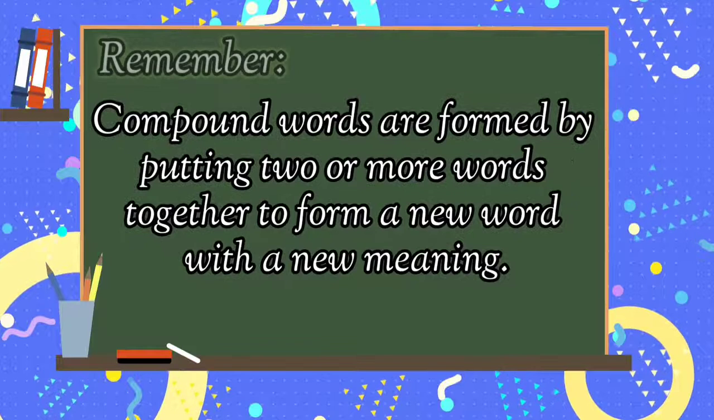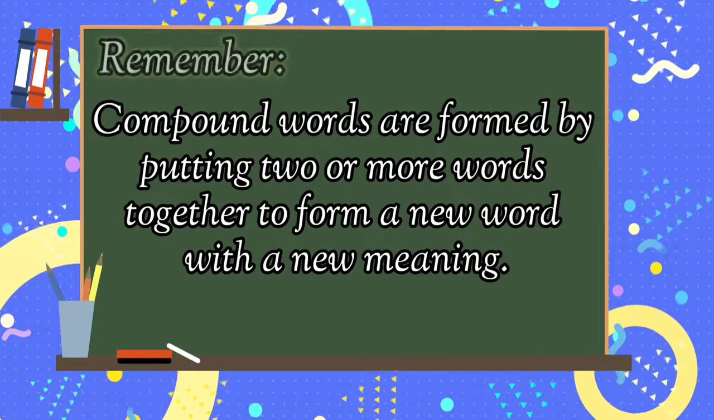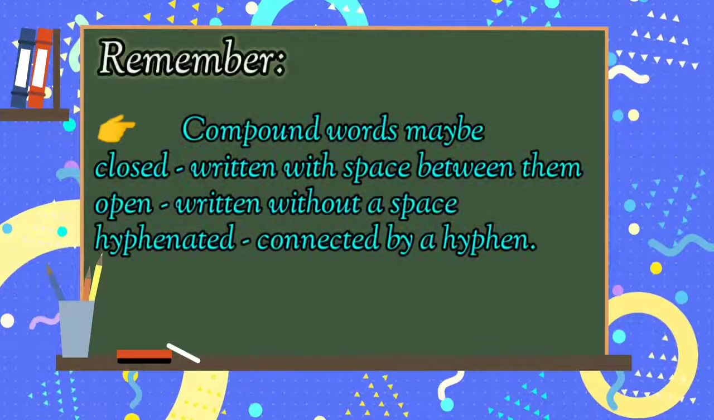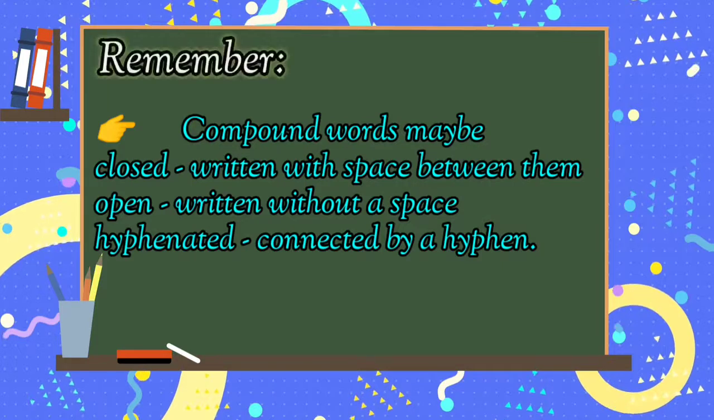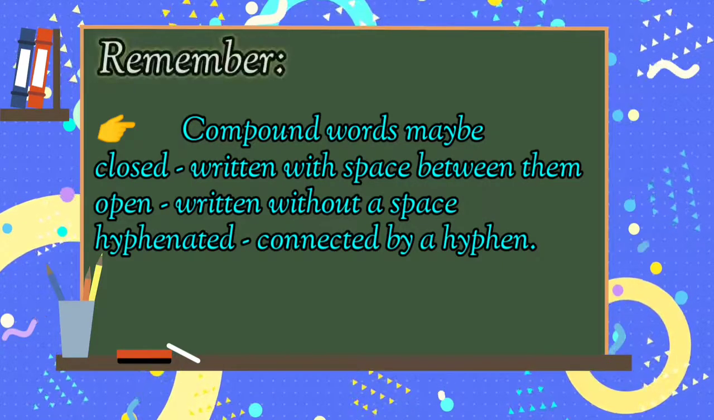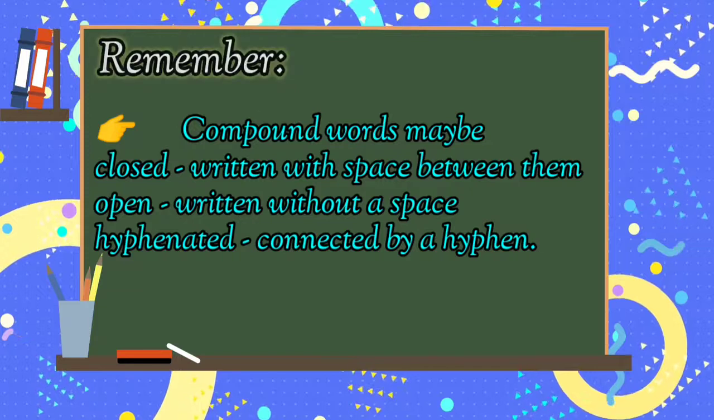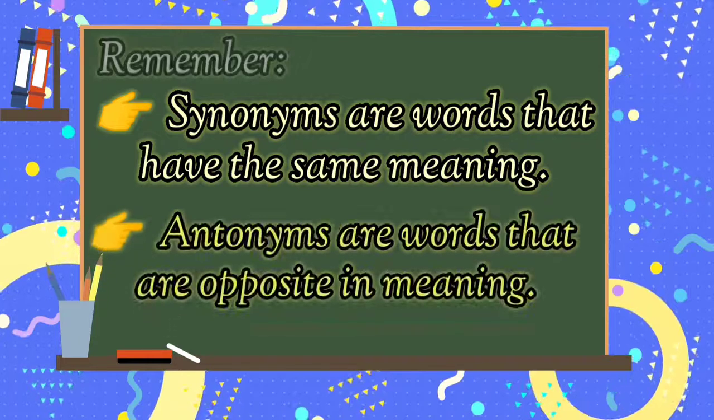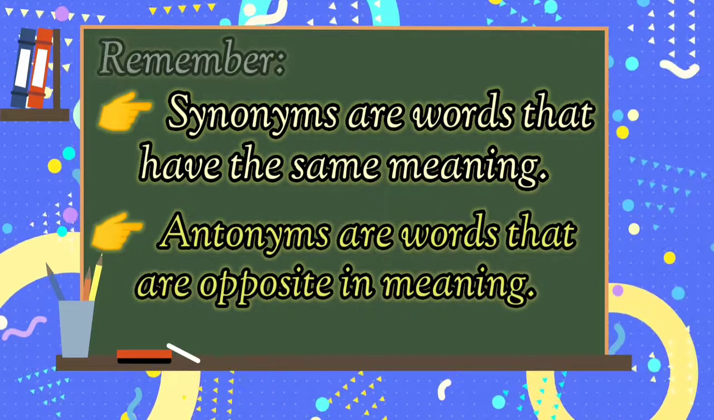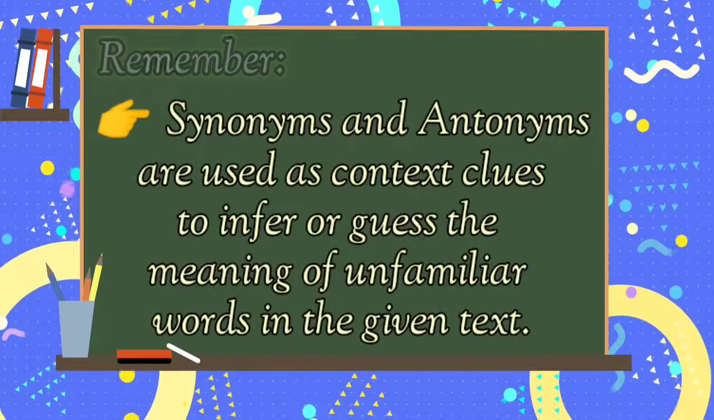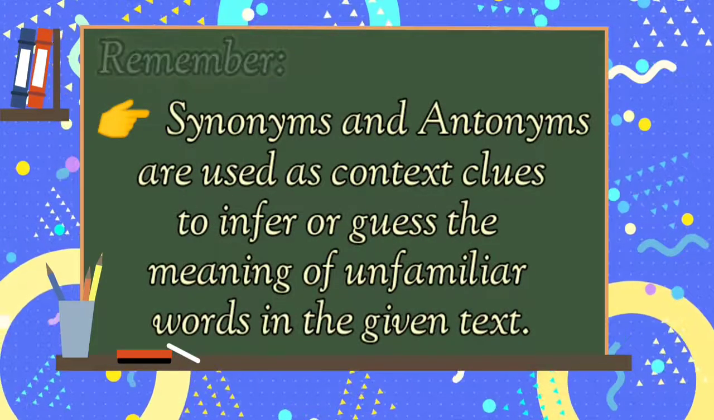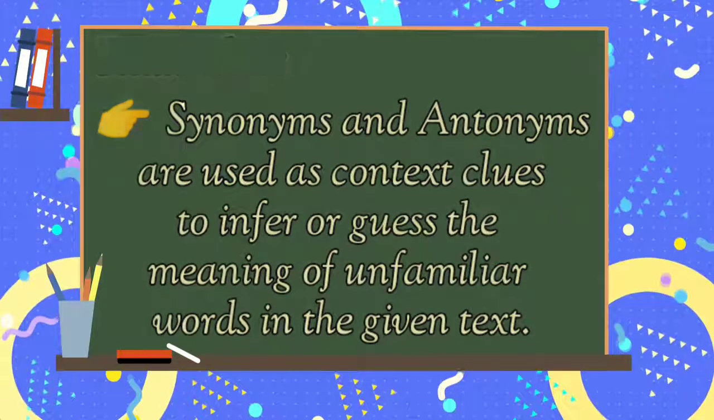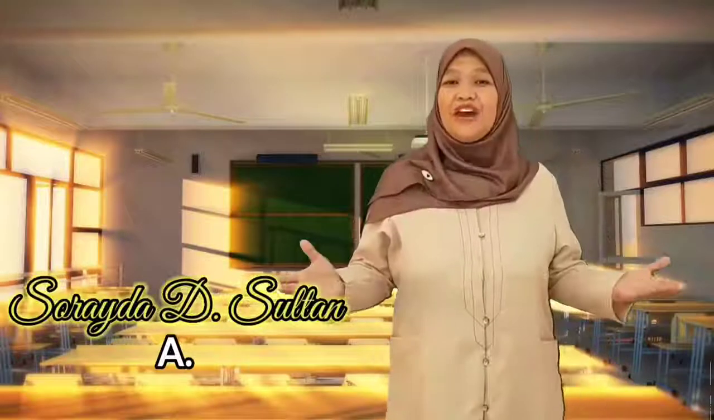Remember, compound words are words formed by putting 2 or more words together to form a new word with a new meaning. Compound words may be open, written with space between them, closed, written without space, or hyphenated, connected by a hyphen. Synonyms are words that have the same meaning. Antonyms, on the other hand, are words that are opposite in meaning. Synonyms and antonyms can be used as context clues to infer or guess the meaning of unfamiliar words in a given text.